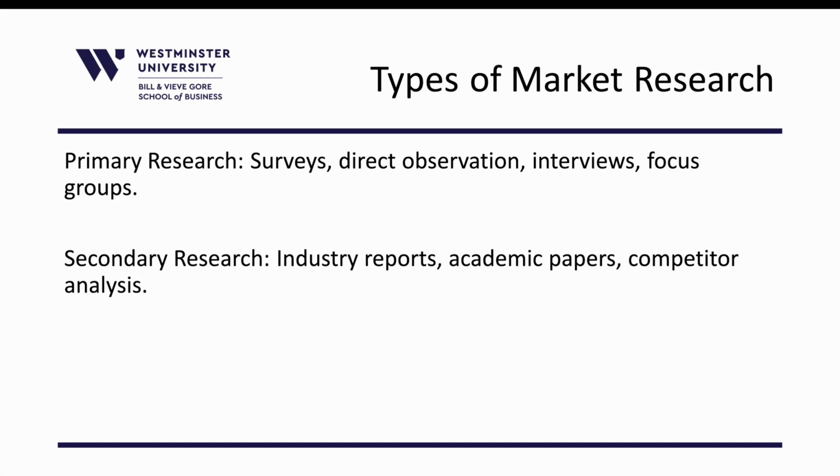The second type is secondary research. This involves analyzing existing data. Sources include industry reports, academic papers, and competitors' analysis. For instance, you might review industry reports to understand market trends or analyze competitors' websites to identify their strengths and weaknesses.